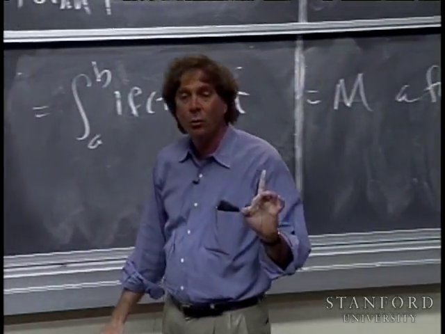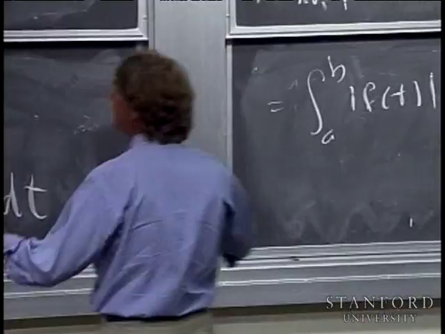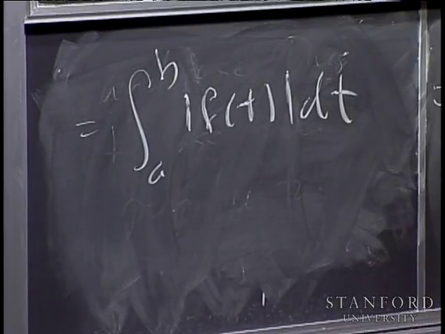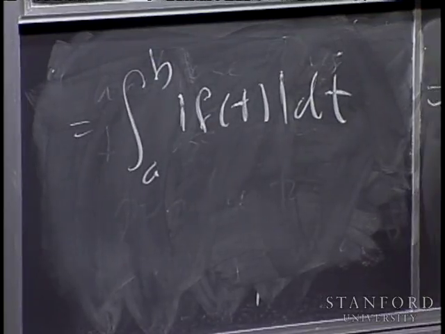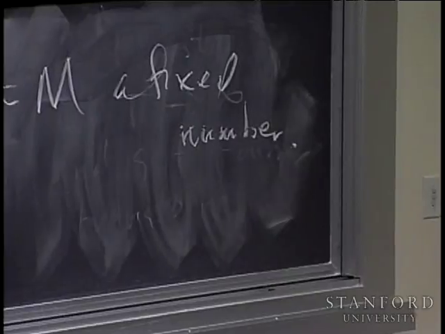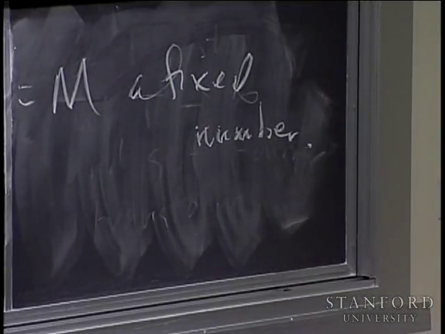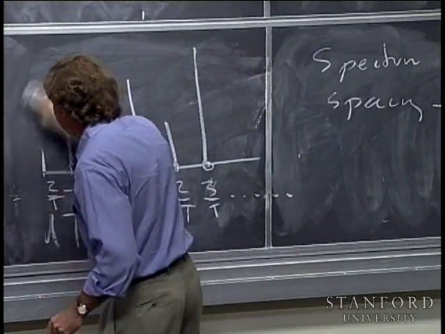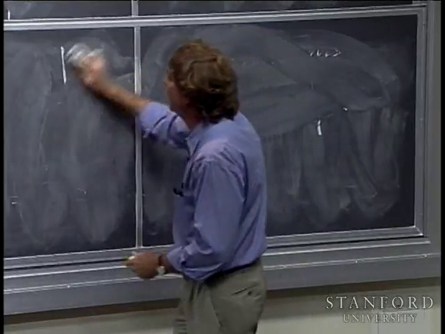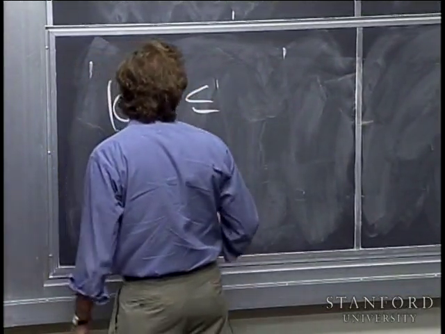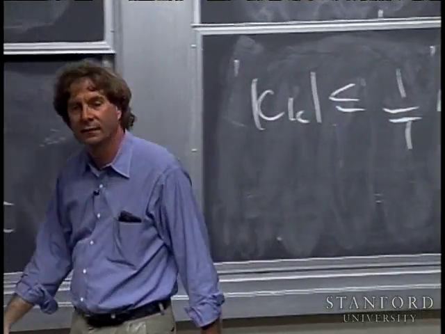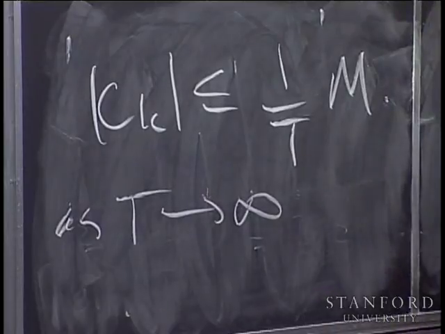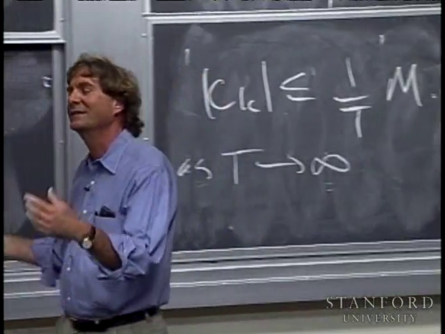So what does that say about the Fourier coefficient? Watch what I did here. I just wrote down the formula for the k-th Fourier coefficient. I want to convince you there's a little bit of a problem with directly letting T tend to infinity. If I directly let T tend to infinity, everything's going to die. The Fourier coefficient is 1 over T times this integral, and this integral in absolute value is bounded. So in absolute value, c sub k is less than or equal to 1 over T times m for all k. So as T tends to infinity, c sub k tends to 0. The Fourier coefficients die.